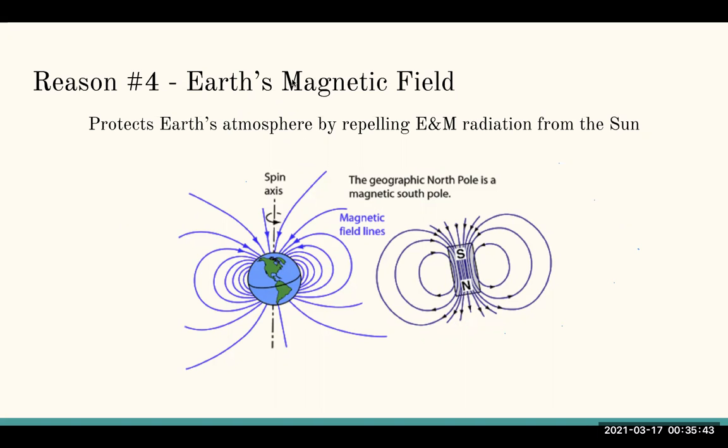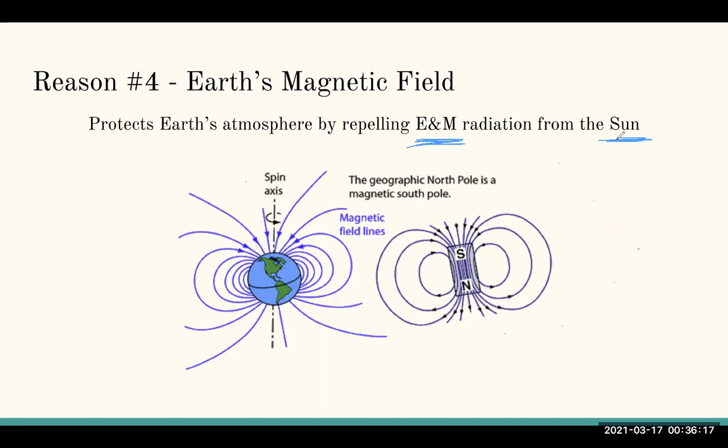From this image, you can see that the magnetic field of the Earth is actually very similar to that of a bar magnet or a fridge magnet. We have these magnetic field lines that exit out of the North Pole and enter in from the South Pole. So it's very helpful because it protects our atmosphere from E&M radiation. E&M is electromagnetic radiation from the sun.